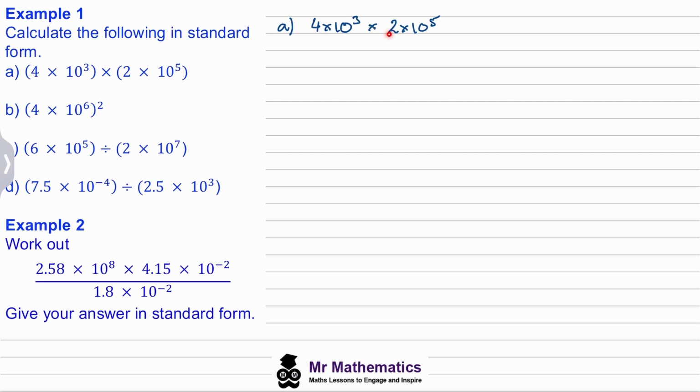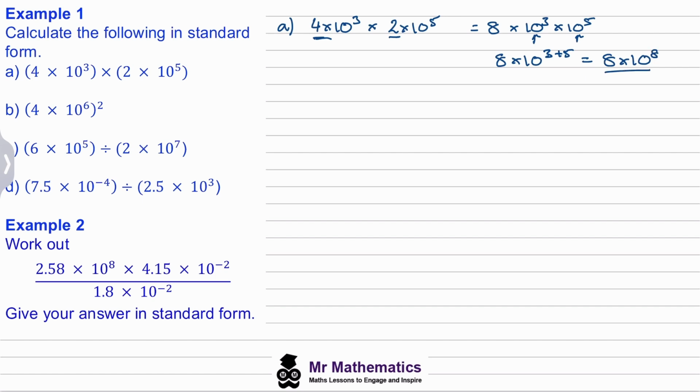So to work this out, I'm going to multiply the 4 and the 2. This will give us 8. Then we've got the 10 to the 3 multiplied by 10 to the 5. And you can notice that we've got the same base, the base of 10. So because the base is the same, we can just add these two powers together. So we've got 8 times 10 to the power of the 3 plus the 5, which will give us 8 times 10 to the 8.